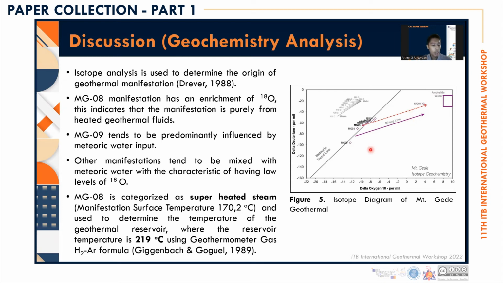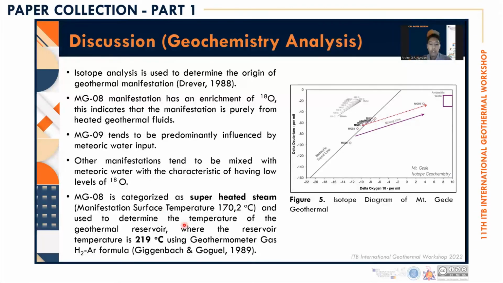And coincidentally, the Mg8 is categorized as superheated steam. The superheated steam is because the manifestation surface temperature is very high. The surface temperature is 170.2 degrees Celsius, and this is a very high temperature manifestation. But this is also very good for us because we can determine the geothermal reservoir temperature.